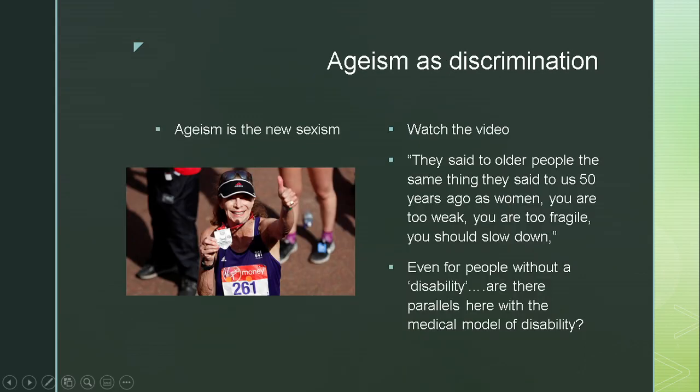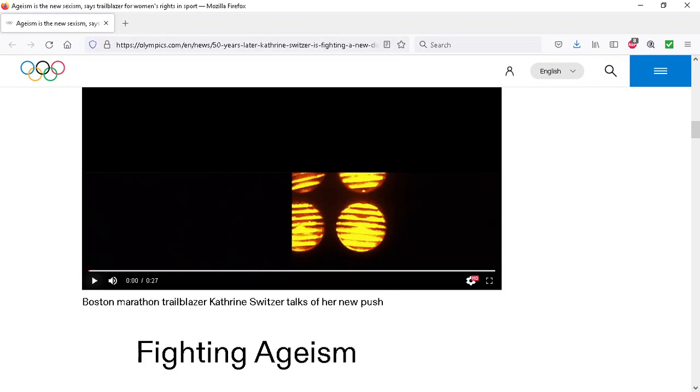Now, if we view ageism as discrimination, I'm going to show you a quick video, and we can essentially view ageism as the new sexism. So I'm just going to pull the video across for us now, so we can play it.